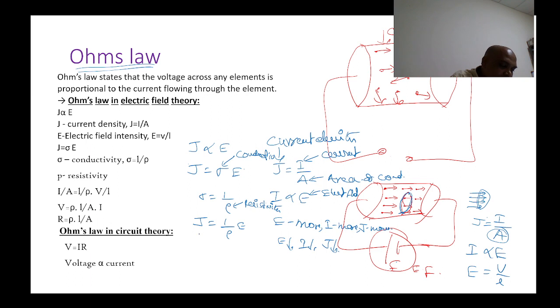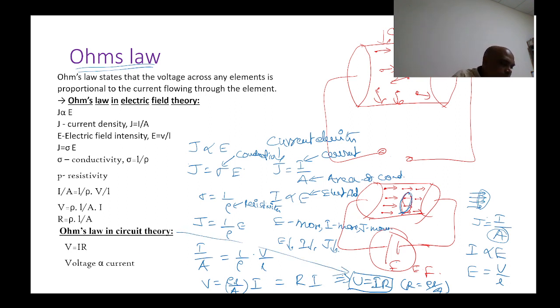Already we discussed that J is nothing but current per unit area, I by A, equal to 1 by rho times E, and E is nothing but V by L. So from this, V equals rho L by A into I. Rho L by A is nothing but resistance R, so V equals I R, where R equals rho L by A. Here V equals IR is Ohm's law in circuit theory, and J equals sigma E is Ohm's law in field theory.